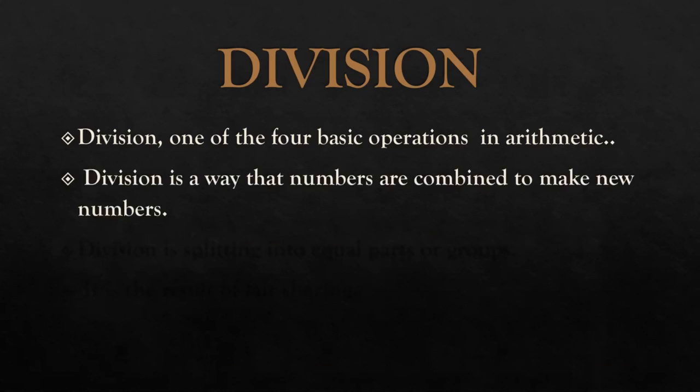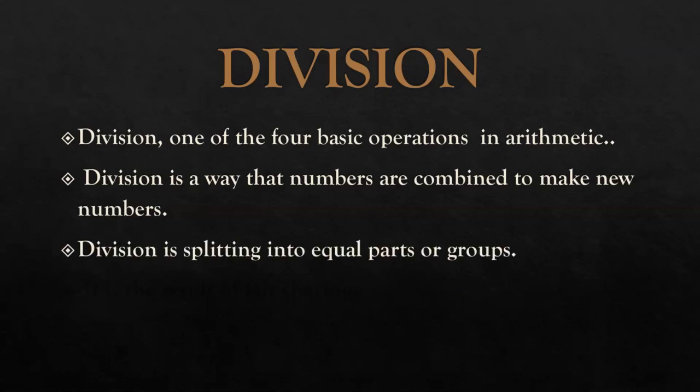Division is a way that numbers are combined to make new numbers. So division is a process where numbers are combined together to make new numbers. Division can also be defined as splitting into equal parts or groups. So division is a process where numbers are split into equal parts or groups. It is a result of fair sharing.